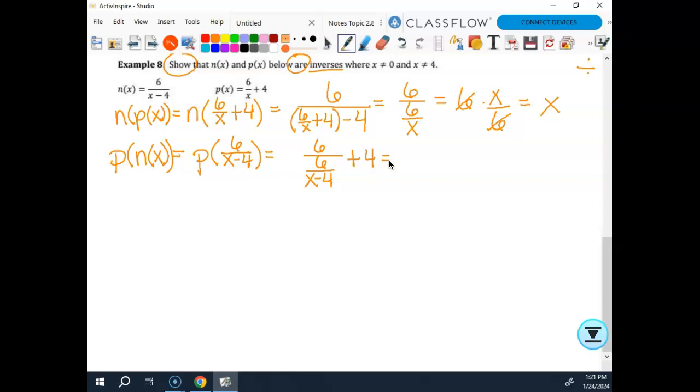Okay, so all I've done right here is substituted in. I'm pretty confident, because I know I'm supposed to get x, that those 4s are going to zero out. But can I legally do that at this step? No. Okay.